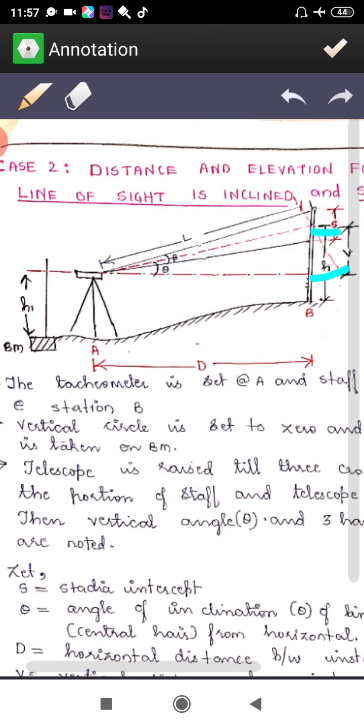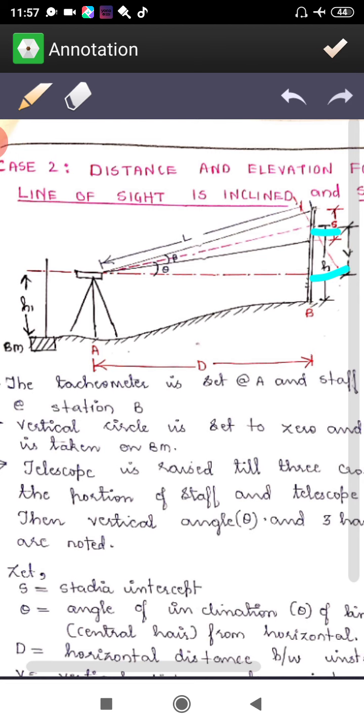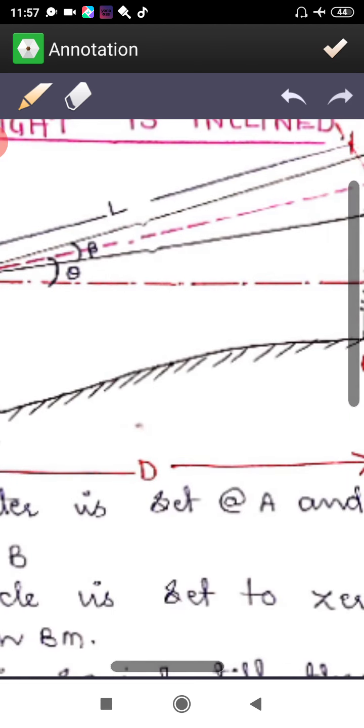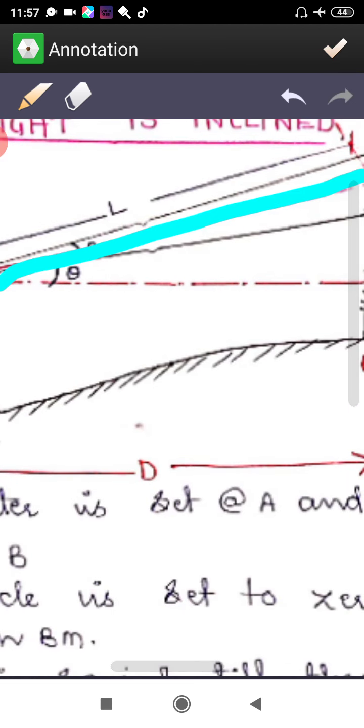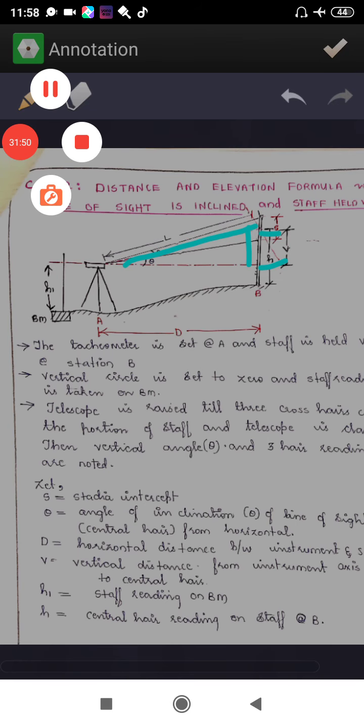Sin theta is equal to V by D. Now from this figure you are going to get this, right? No, it's not going to be V by D. It's going to be V by L. Sin theta is going to be V by L. Here, if you take this, this is L, and here you will be having V. Then sin theta is equal to V by L. This is going to be correct.